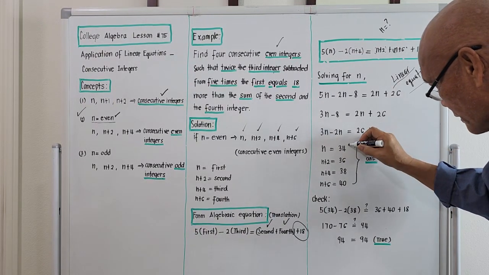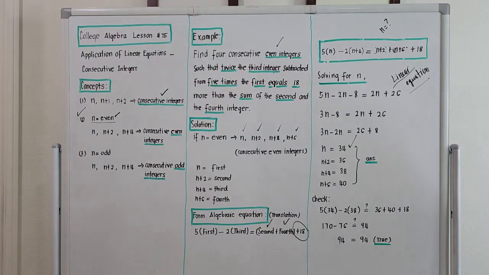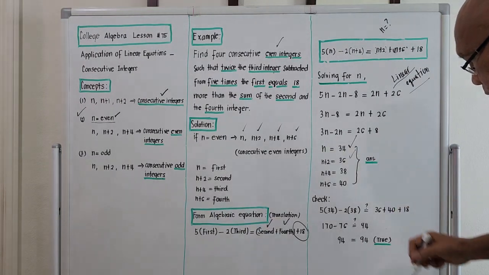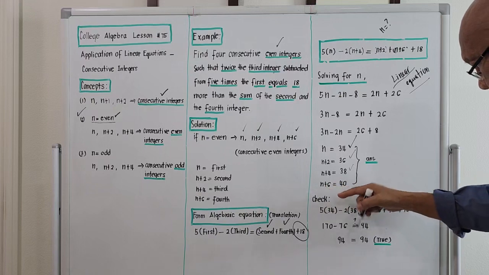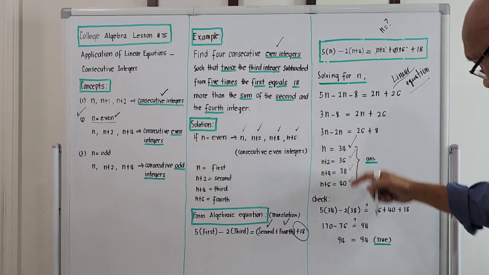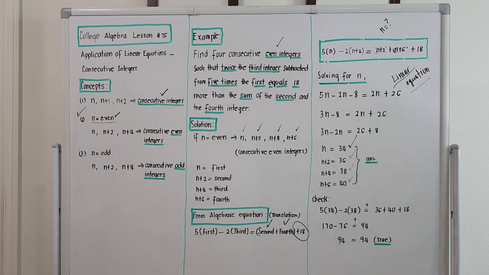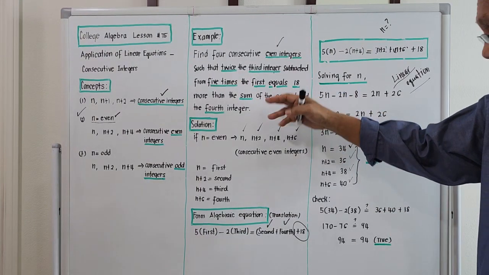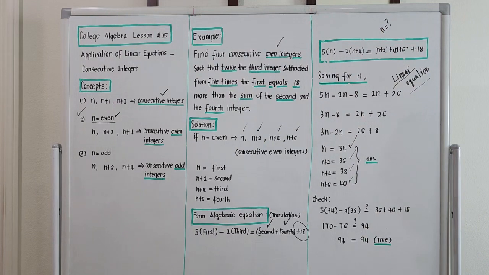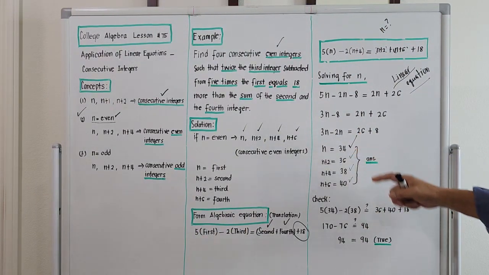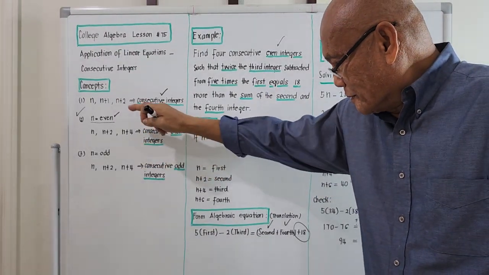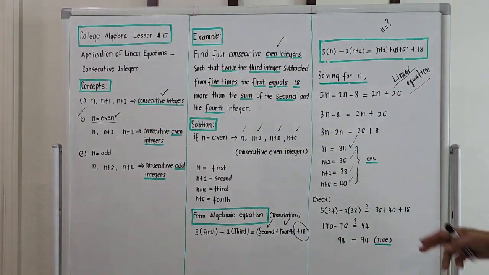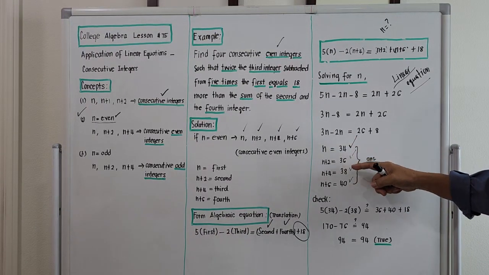The first consecutive even integer is 34. Of course, the next one should be n plus 2, it will be 36. The third one will be n plus 4, that will be 38. And the next one will be n plus 6, that will be 40. If you try to see, the resulting numbers are all even. That's why the problem is asking for 4 consecutive even integers, right? So our concept on how to solve this is correct. So the answers will be 34, 36, 38, and 40.